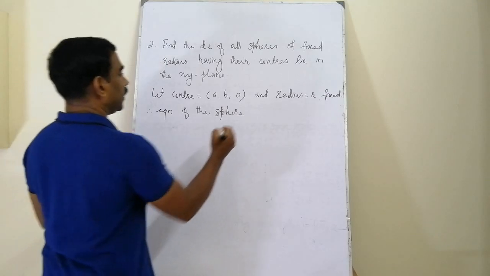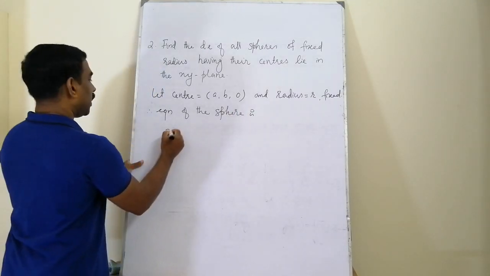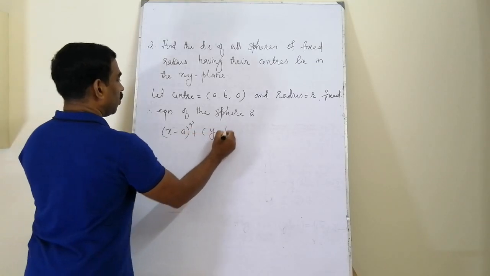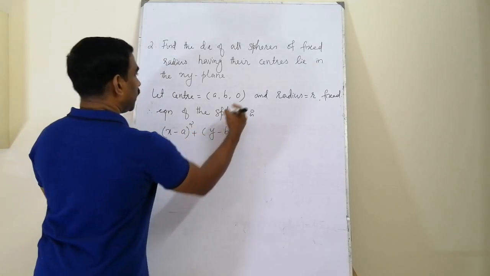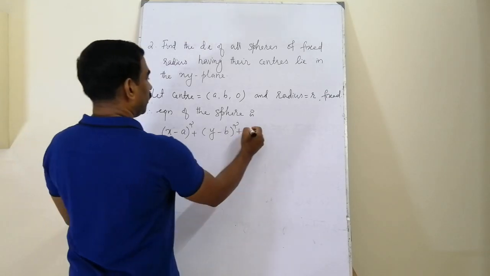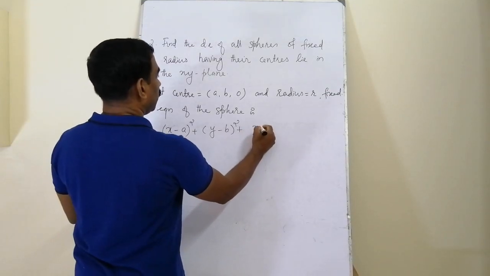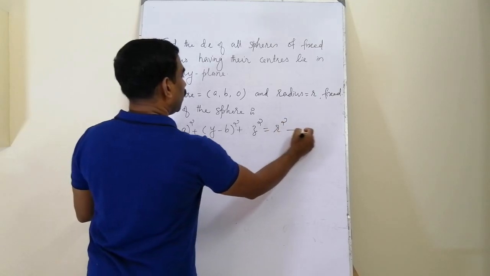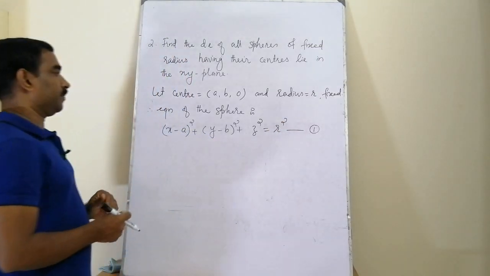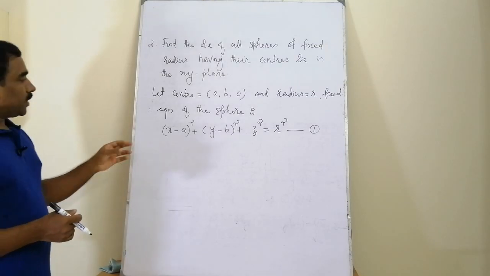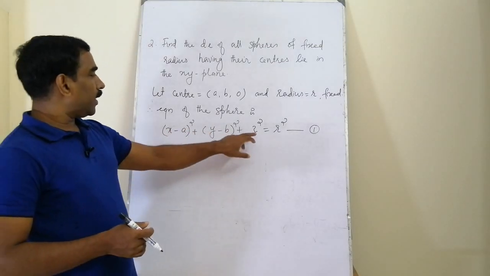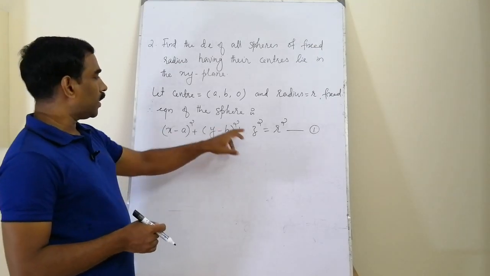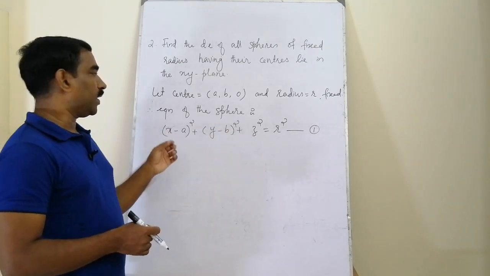So the equation of the sphere is (x − a)² + (y − b)² + (z − 0)², or z², equal to r². We call it equation number 1. As in the previous case, this is also an implicit relation of the variables x, y and z. Here it is understood that z is a function of x and y.